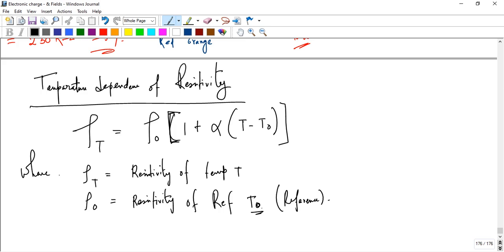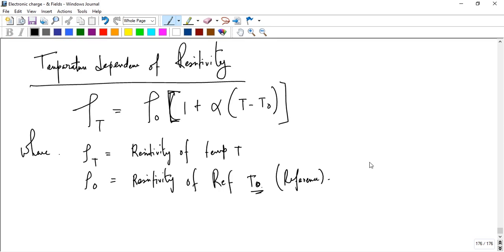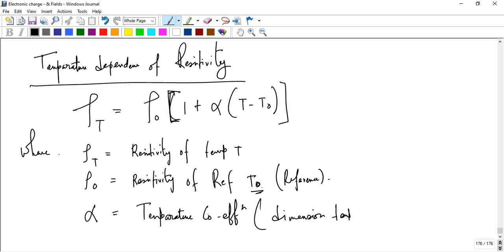Okay, and what is alpha? Alpha signifies, very important, the temperature coefficient. And the dimension is very important: the dimension is temperature to the power minus 1. That is the dimension of the temperature coefficient.